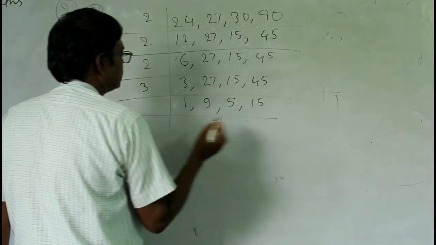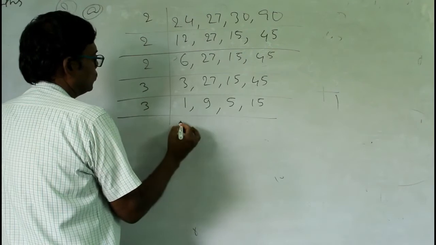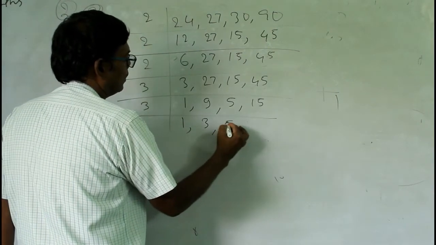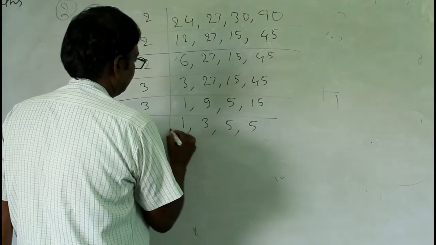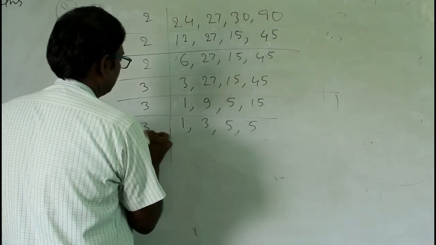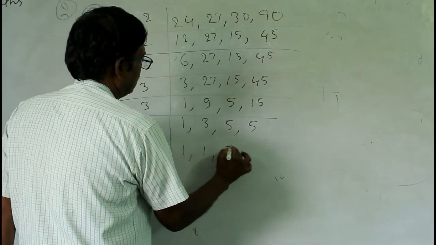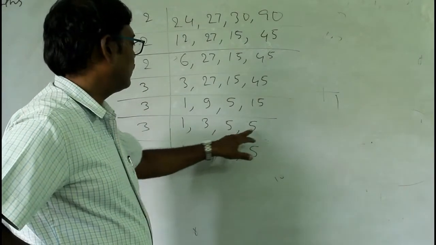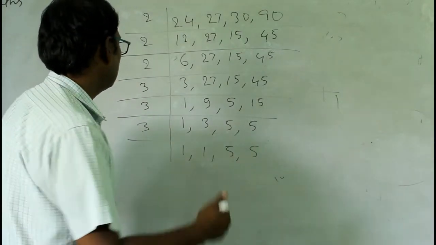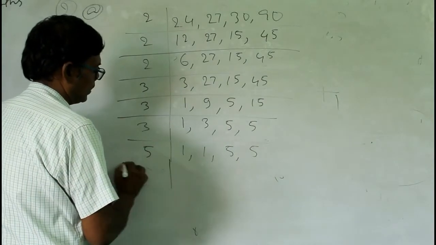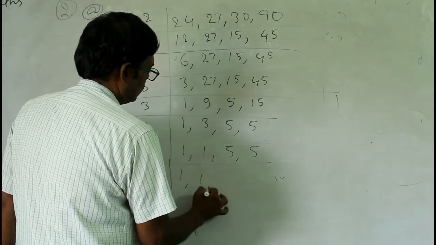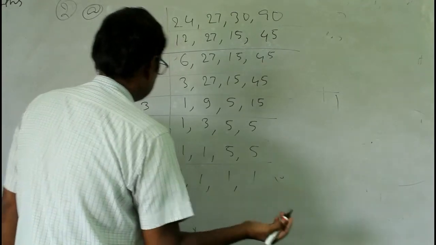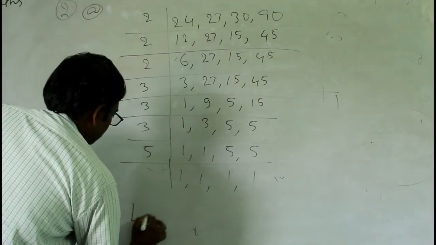Okay, next again try with 3. So here 1 write, and 3 threes are 9, then write 3, and 3 fives are 15. Then again 3, then 1, then 1, and 5 and 5. Okay. 3 ones are 3 here, and 5 will not go by 3, so write 5 here. Now last number is 5. So 1, 1, 1, and 1. Now it is finished.